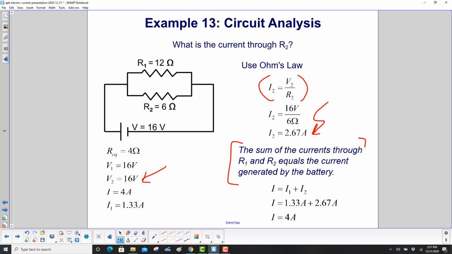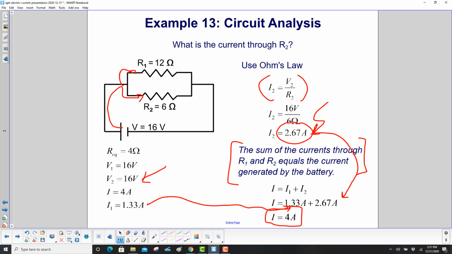The sum of the currents through R1 and R2 equals the current generated by the battery. So here's our I1, 1.33 amps. Here's our I2, 2.67. You add them together, and you get 4 amps. So you have 4 amps coming out of the battery, and it splits here, and then rejoins here, and you have 4 amps going back to the battery negative terminal.